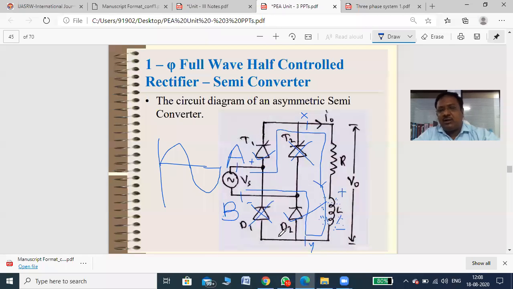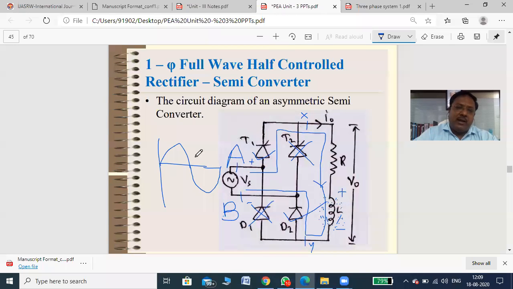This is a current loop basically. Current starts to flow from Vs to A, then the anode of thyristor T1, then X, then R, then L, then terminal Y, then D2, then B minus, and then back to the Vs. During this interval, the inductor starts to store energy in its magnetic field. The polarity of that stored charge is upper direction positive, lower direction negative, right?